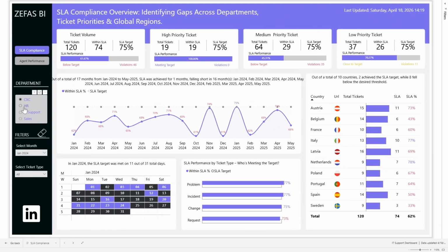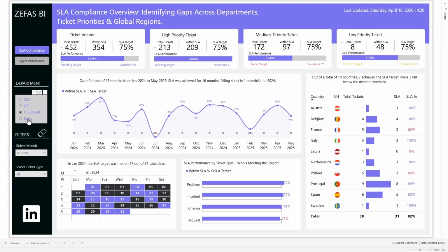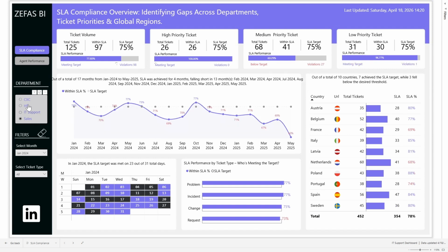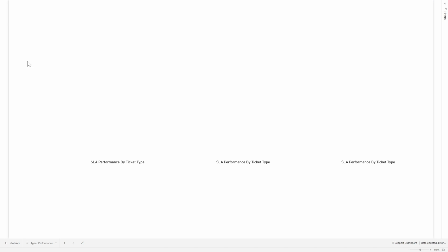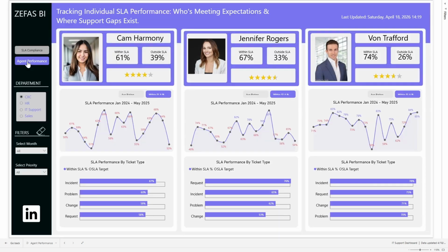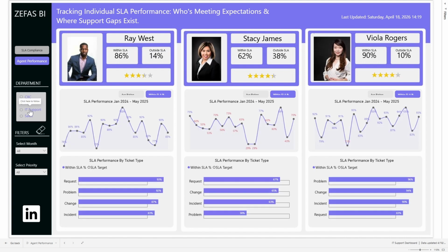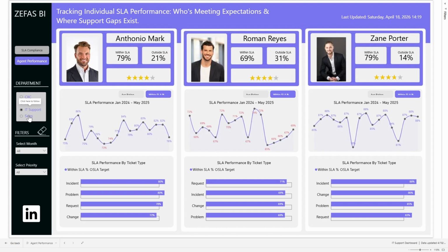And finally, the IT support and SLA compliance report. Ticket tracking across 4 departments and 10 countries. See which teams are meeting their SLA targets and which are falling short. A custom calendar heat map shows daily compliance at a glance. Filter options by department, month, and ticket type. Agent performance across the different departments: CX department, HR department, IT support department, and finally the sales department.